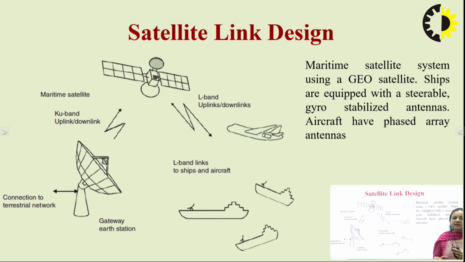Ships are generally equipped with steerable gyro-stabilized antennas, and aircraft have phased array antennas. So this is a maritime satellite link. We are showing a gateway Earth station communicating with a satellite, and the satellite in turn communicating with ships or aircraft using L-band links.